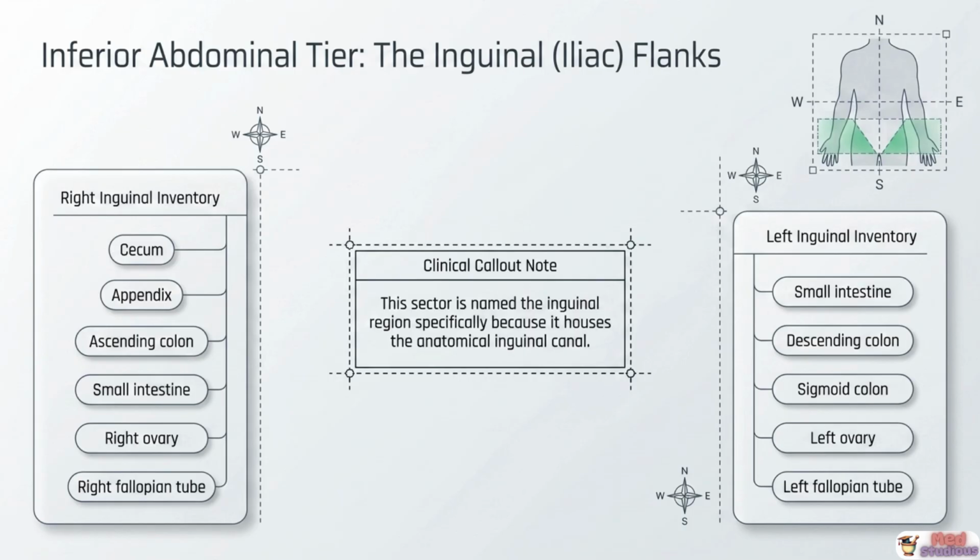A critical clinical call-out: this sector is specifically named the inguinal region because it houses the anatomical inguinal canal, the passage through which the spermatic cord travels in males and the round ligament in females. Inguinal hernias, the most common type of hernia, occur precisely within this zone. The left inguinal region contains the small intestine, descending colon, sigmoid colon, left ovary, and left fallopian tube. Left inguinal pain in elderly patients is a classic presentation of sigmoid diverticulitis, often called left-sided appendicitis.